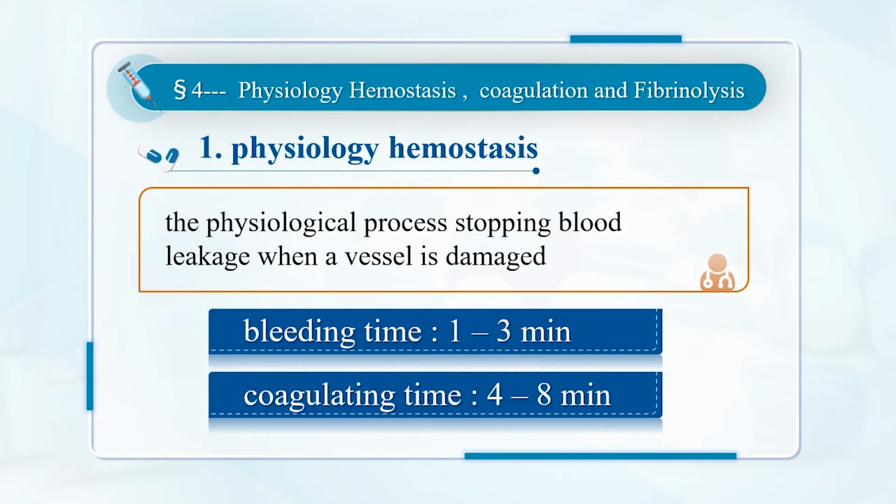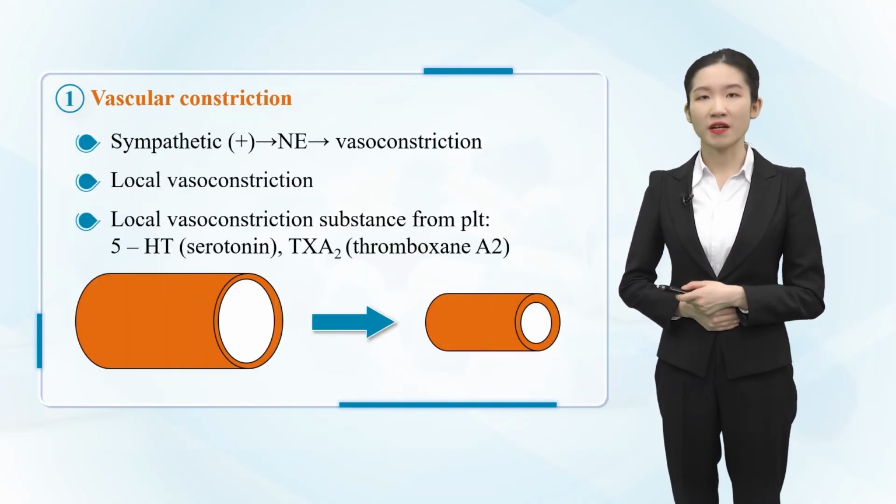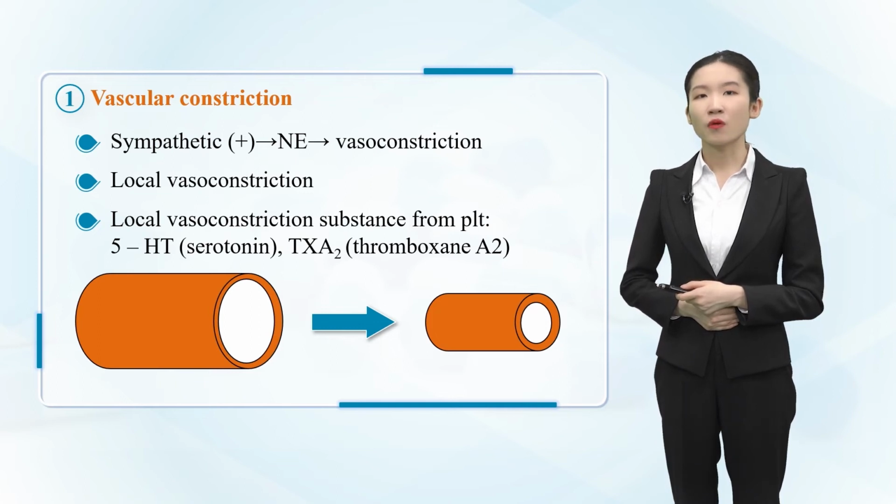The first function: physiological hemostasis. The physiological process stopping blood leakage when vessel is damaged. The bleeding time is about 1 to 3 minutes. The coagulating time is about 4 to 8 minutes. Let's learn the process of the physiological hemostasis together. First, vascular constriction. The sympathetic nerve excites and releases NE, which leads to local vasoconstriction. These are some local vasoconstriction substances from platelet, like serotonin and TXA2.